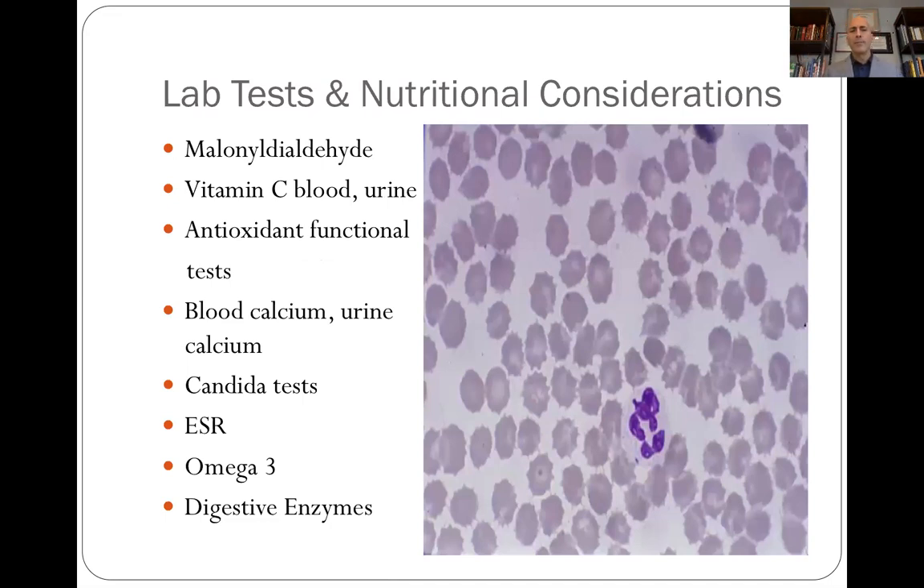So let me talk a little bit more about laboratory tests and some nutritional connections. For those of you looking at the PowerPoint presentation, you see this very interesting looking slide. Forgive me one moment. We don't want to run out of power, do we? There we go. Okay, so we're looking at the slide here, and what it shows are these red blood cells, but you see these, they have spikes on them. They all have little spikes.